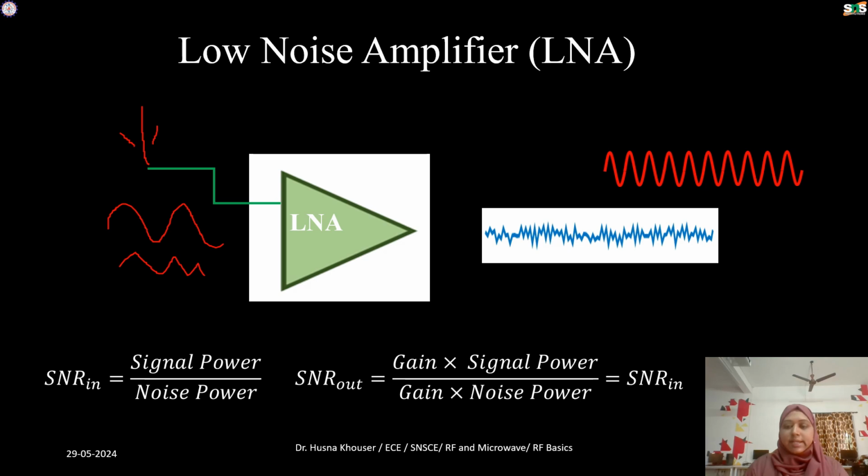This is the ideal case, a perfect LNA. While designing this, SNR output is equal to the SNR input. Whereas in real world applications, the SNR output will not be equal to the SNR input. Why? Because this LNA will also have internal components which generate noise. So the SNR out will not be equal to the SNR input.